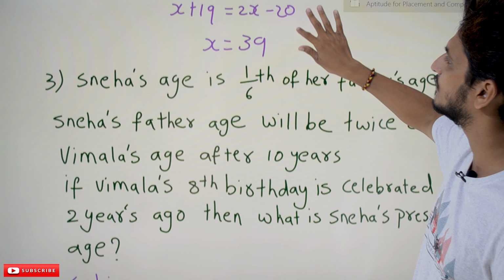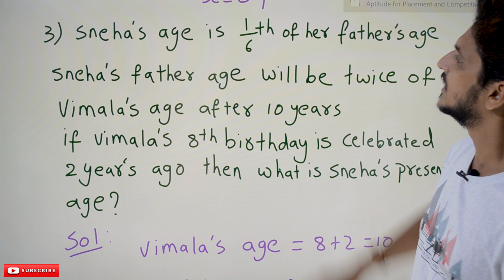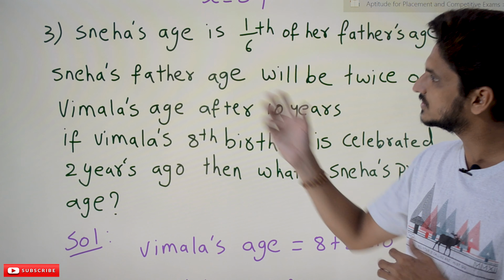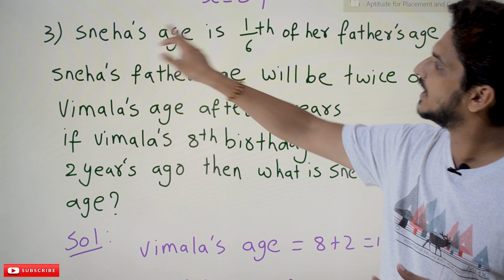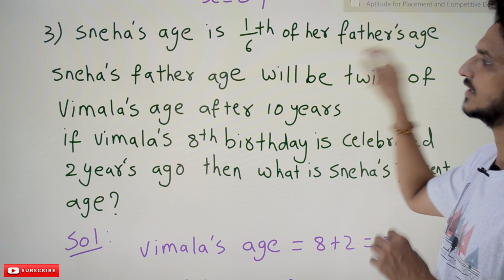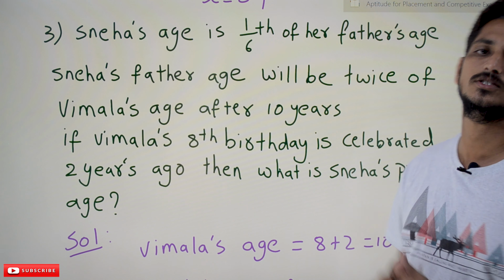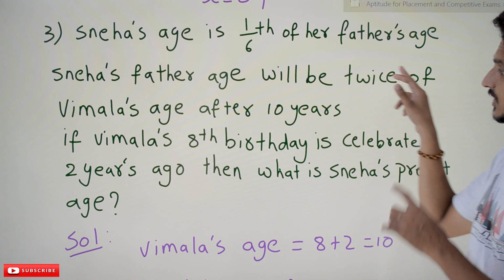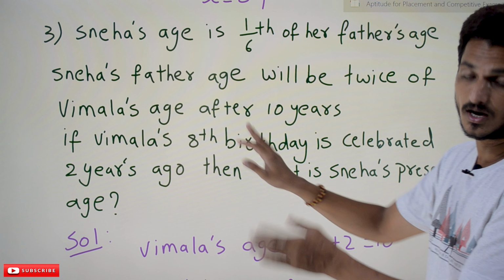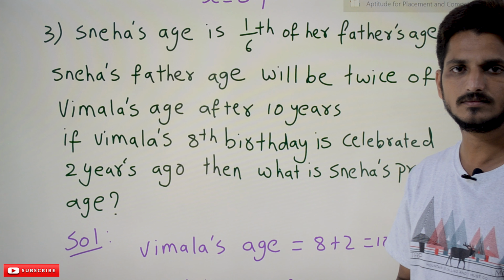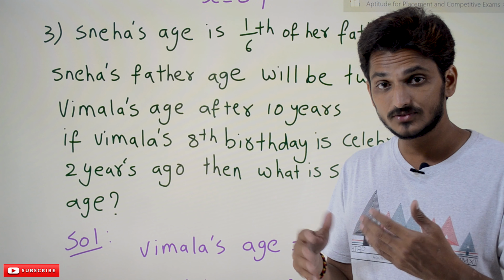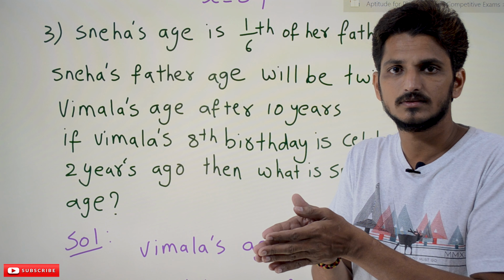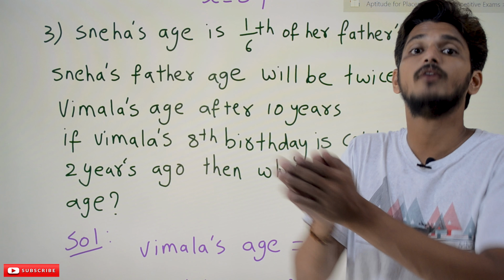Coming to the next example, the third one. Sneha's age is 1/6 of her father's age. What does this statement say? Sneha's age is dependent on her father's age. Similarly, Sneha's father's age will be twice of Vimala's age after 10 years.